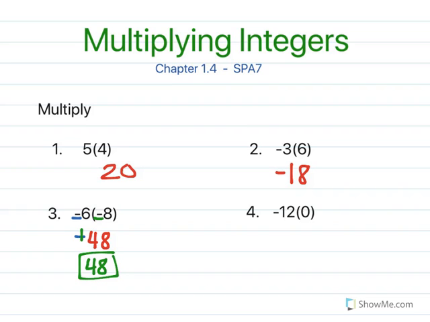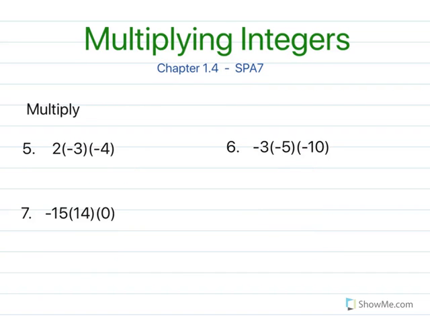Now, for number 4, I notice that I'm multiplying by 0, so it doesn't matter what I'm multiplying. It's always going to be 0. If you multiply anything by 0, it becomes 0. All right, so hopefully this made some sense to you. Let's go ahead and move on to multiplying 3 integers.